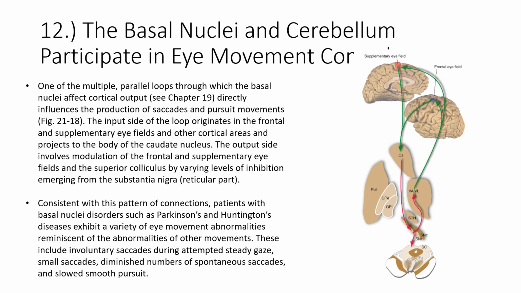Consistent with this pattern of connections, patients with basal nuclei disorders like Parkinsonism and Huntington's disease exhibit a variety of eye movement abnormalities, reminiscent of the abnormalities of other movements. These include involuntary saccades during attempted steady gaze, small saccades, diminished numbers of spontaneous saccades, and slowed pursuit movements.